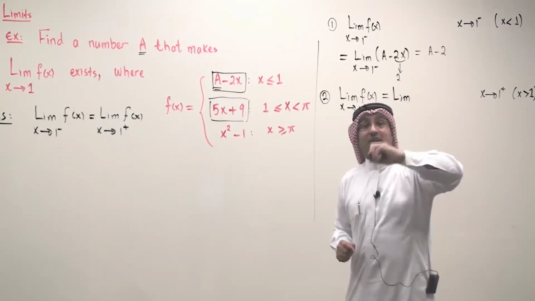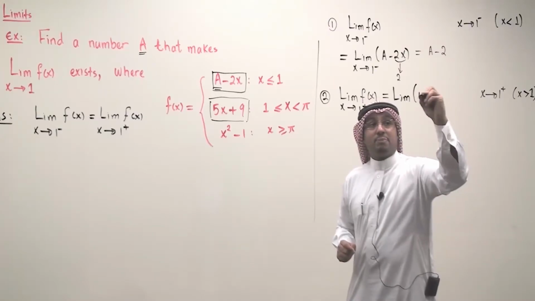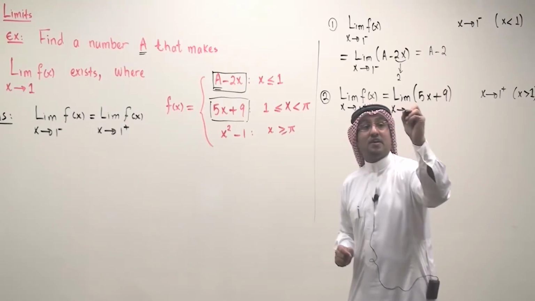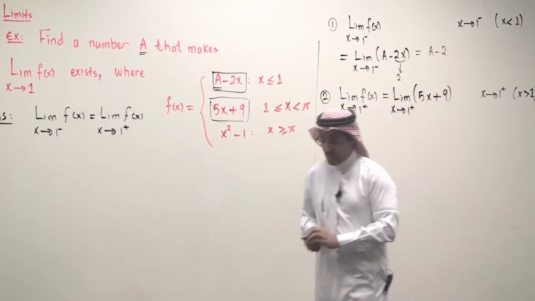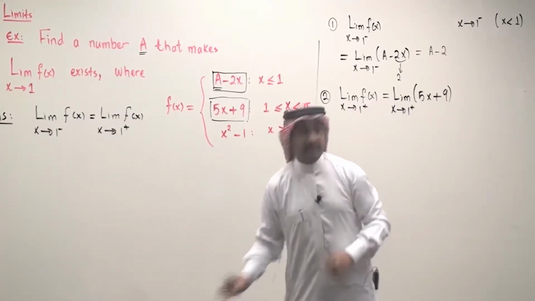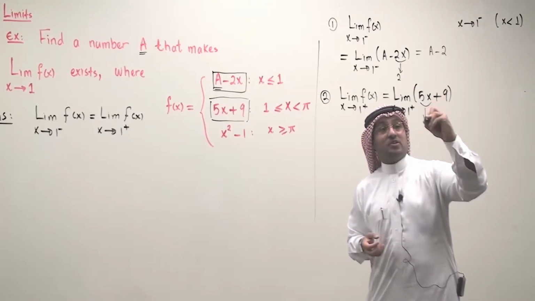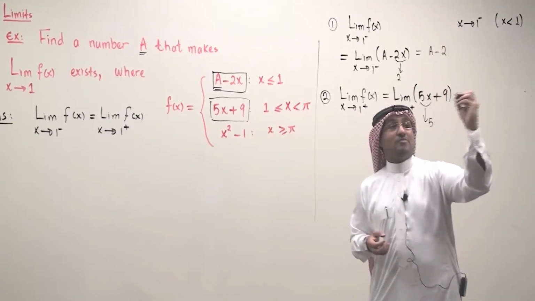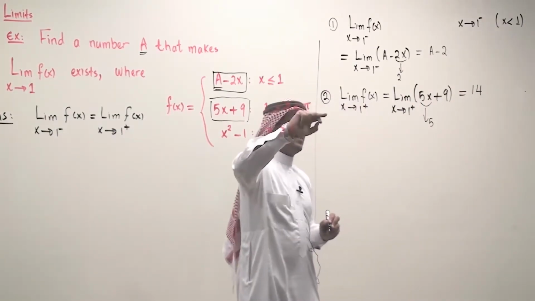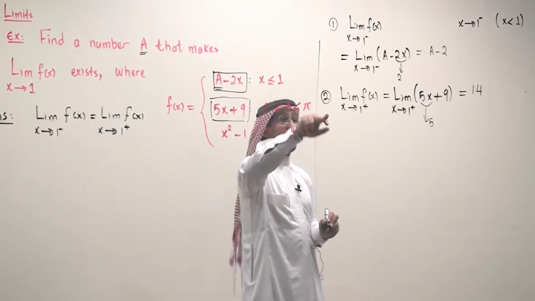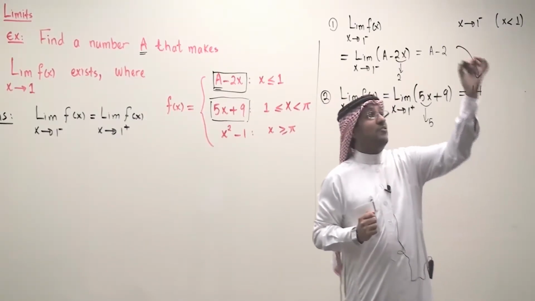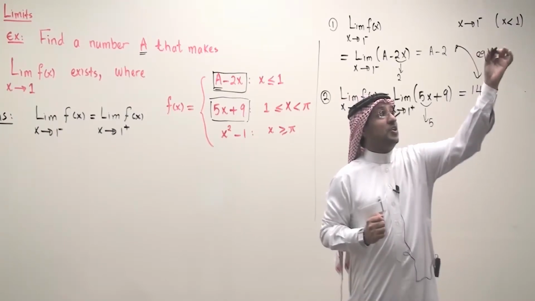Therefore, I'm going to have the limit of the function, which is 5x plus 9, as x goes to 1 from the right side. Now, when x goes to 1 from the right-hand side, you see this quantity is going to go to 5, isn't it? So 5 plus 9, that will be 14. So I got the first limit and the second limit. What do I require now for the limit to exist? They must be equal. The first limit and the second limit must be equal.